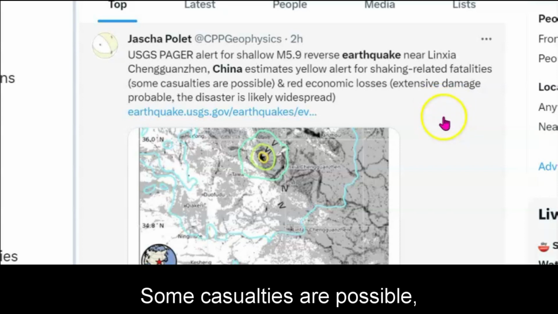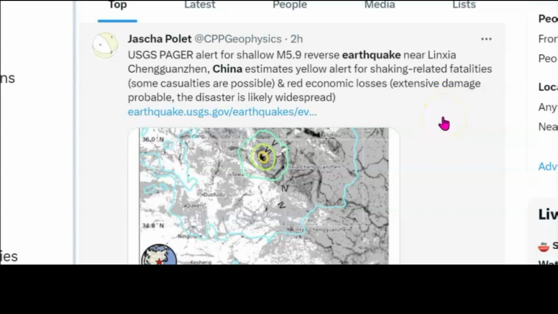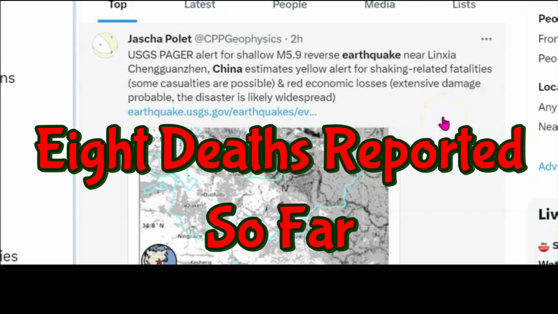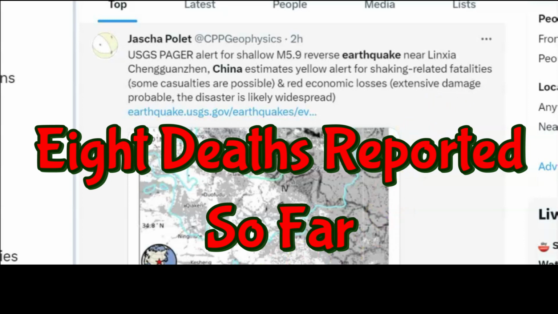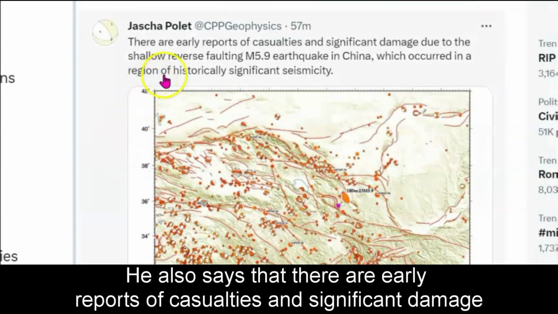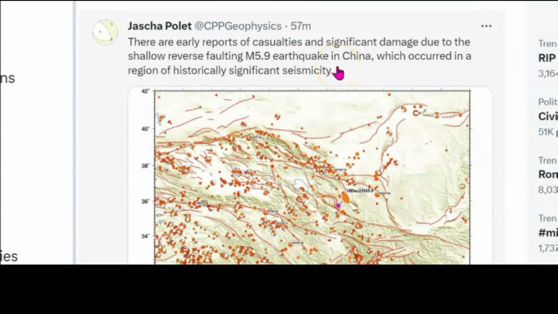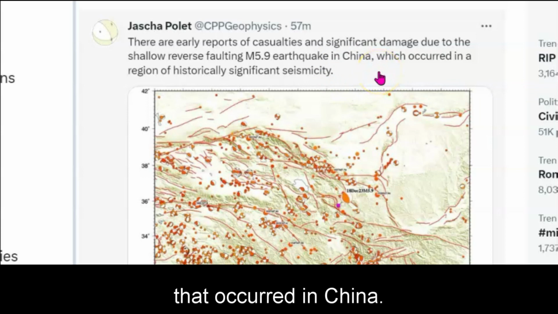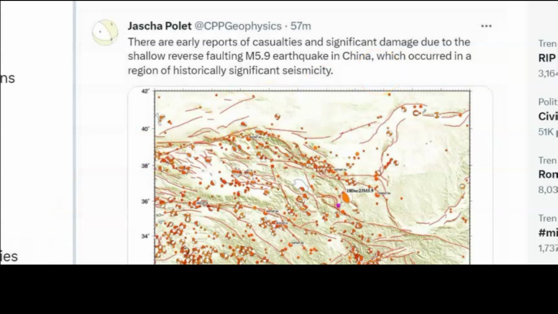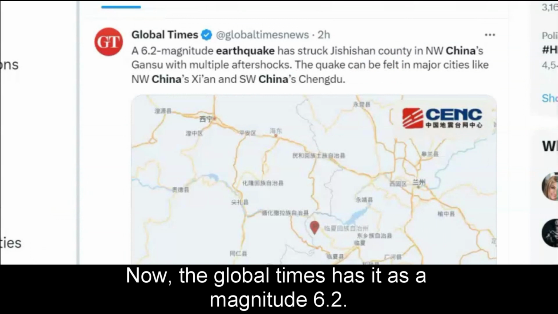Yeah. Some casualties are possible. Economic losses, extensive damage probable. Disaster is likely to be widespread. He also says that there are early reports of casualties and significant damage due to the shallow reverse faulting that occurred in China. Now, the Global Times has it as a magnitude 6.2. There is a video on Twitter.